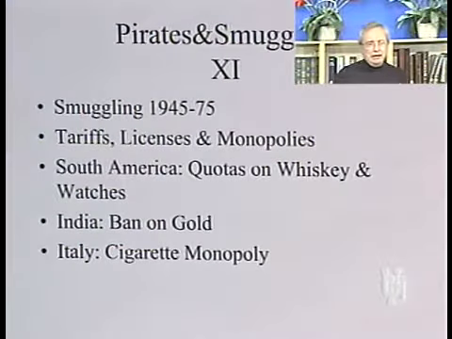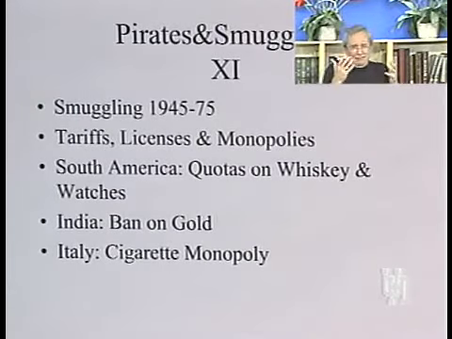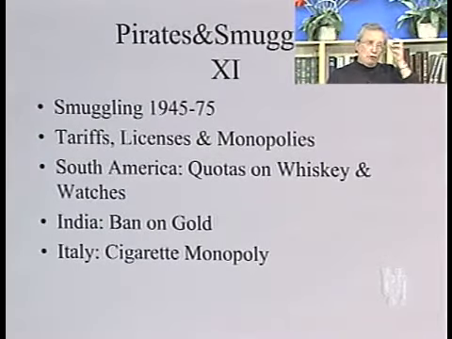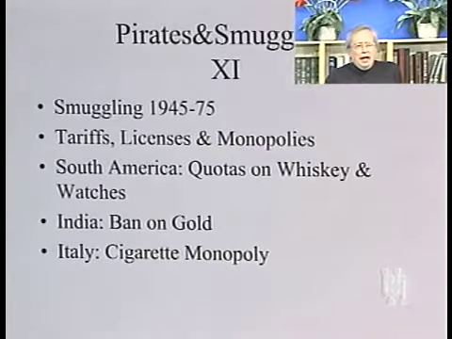Some specific examples of what we're going to be looking at in controlling consumer goods. Quotas on the import of Scotch whiskey in South America. This is a logical one. I mean, it would be considered certainly by most people to be a luxury, first of all, as a consumer item. Most people, you know, do not drink Scotch whiskey, and it would be expensive in most third world countries. It's expensive in most countries, period.